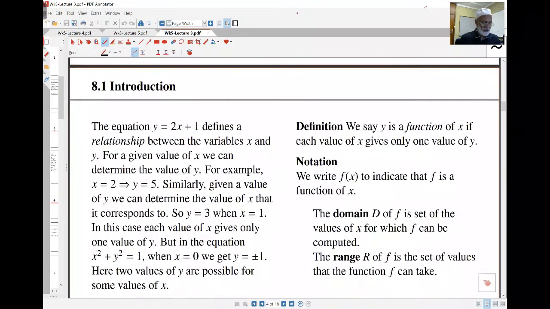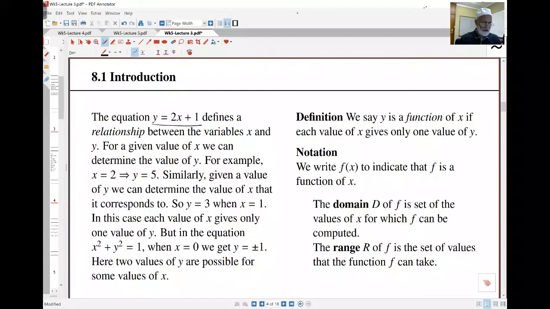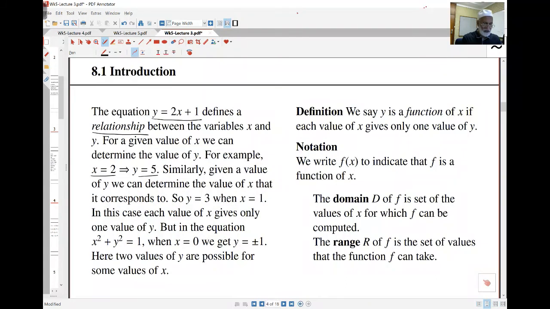So first of all, introduction. We have simple cases that you would have seen before, like y equals 2x plus 1. Now this defines a relationship between the variables x and y. For any value of x that I give, we can calculate the value of y. So for example, if I put x equals 2, I can work out 2 times 2 is 4 plus 1 is 5. Similarly, if I give a value of y, you can find the value of x. So I put y equals 3 here, you can solve the equation 2x plus 1 equals 3 and get x equals 1. In this case, what we find is that each value of x gives only one value of y.